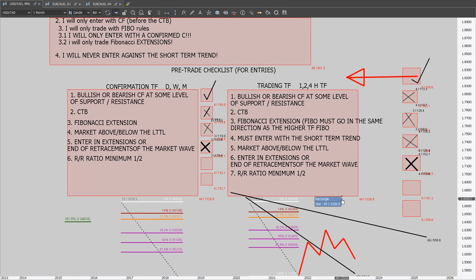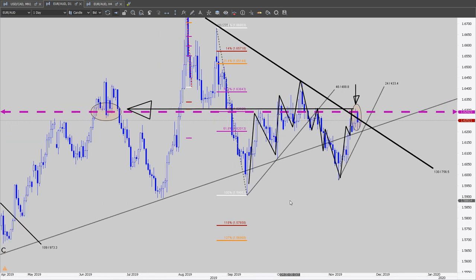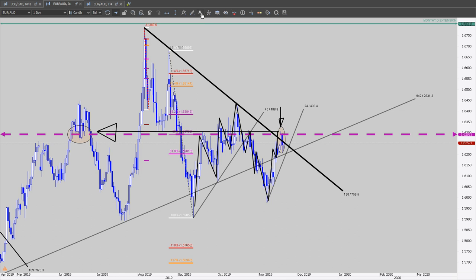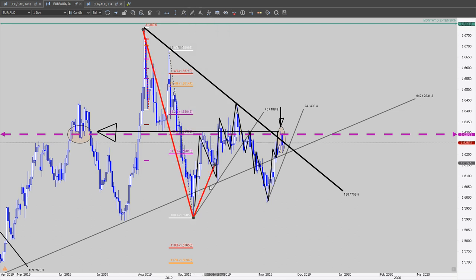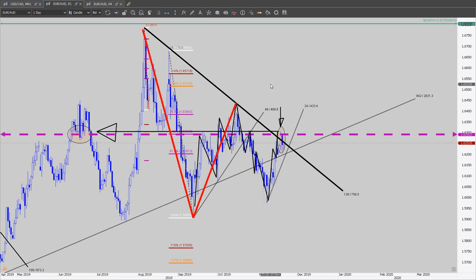Number 6, enter in extensions or end of retracements of the market wave. Daily chart. Daily chart, extension, retracement. So okay, we have this one on the daily chart. The market wave is, why is your downtrend line different on the daily and the 4-hour? It's not. It's not different.